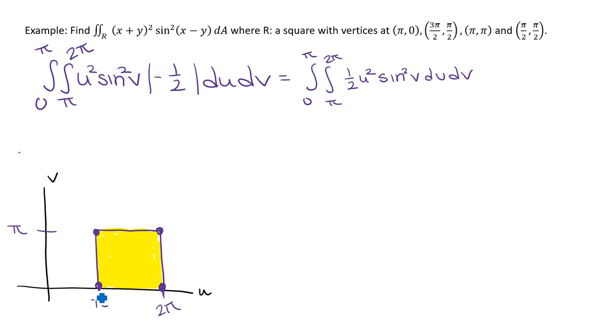And then based on my picture, I can see that the u's go from pi to 2 pi. Those are my bounds of integration for u. And the v's go from 0 to pi. So those would be my bounds of integration for the v's.